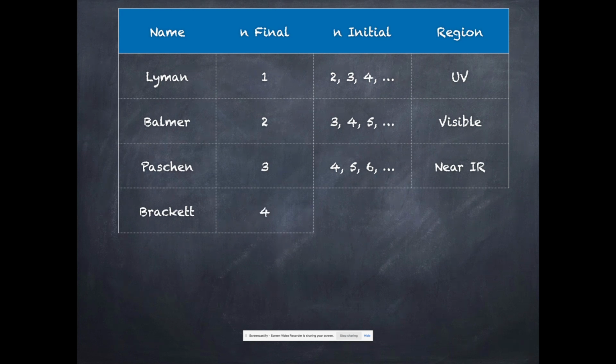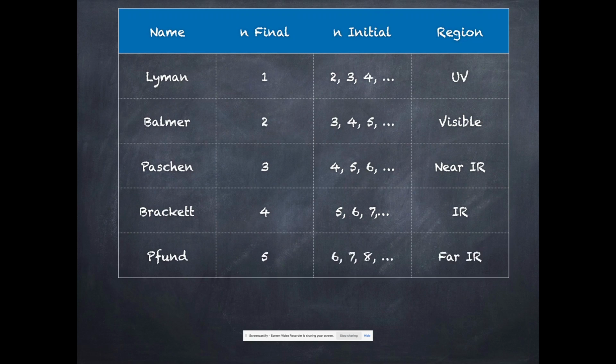A guy named Brackett, n final of 4, n initial 5, 6, 7, in the middle of the IR. And I've got to tell you, my OCD is really happy right now because I'm seeing a pattern to all of this. Now, the last series, this is actually named for a guy named Pfund, okay? And it follows exactly what you think it should, and it goes all the way out into the far IR.